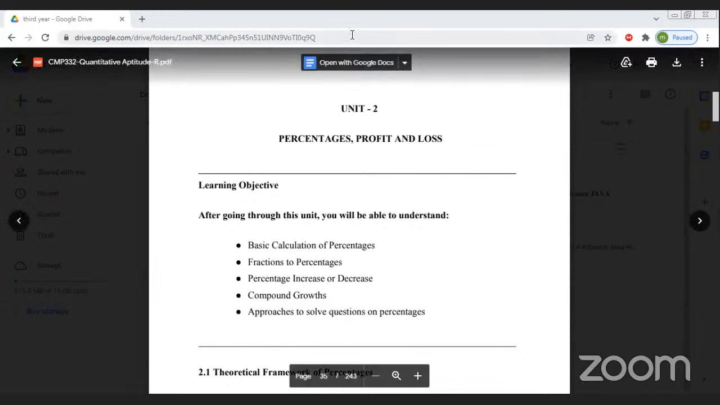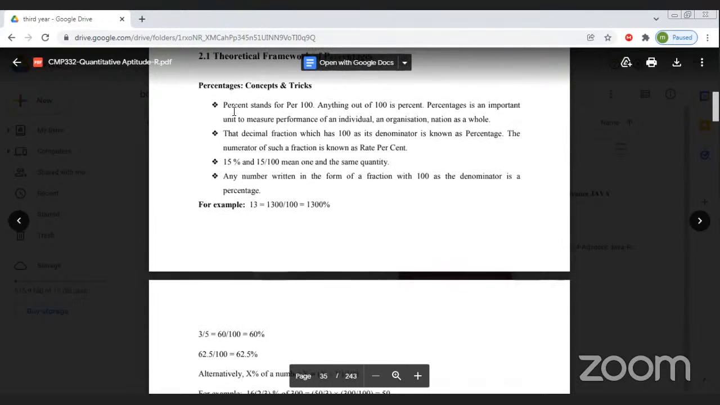Yesterday's lecture, we studied the number system. In that, we also studied the cyclicity of numbers and also the remainder part. So today we are going to start with percentage, profit and loss. Now, normally we all know what a percentage means.